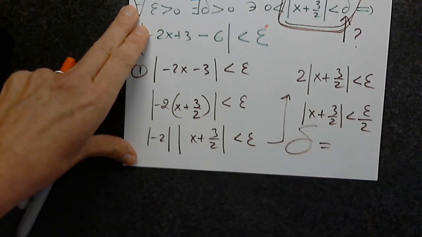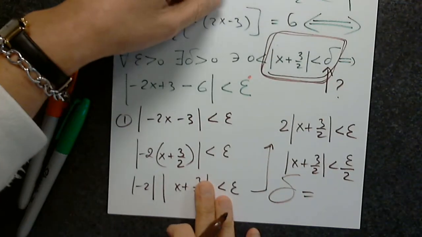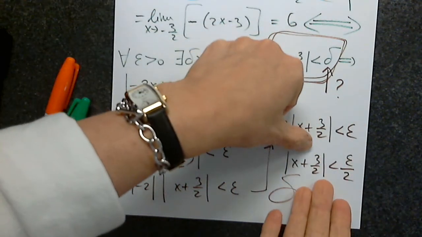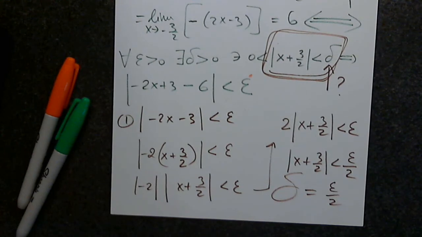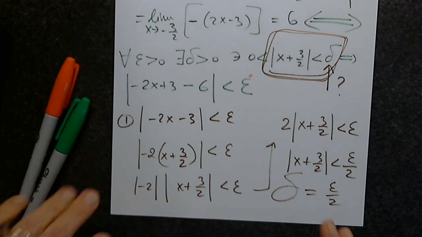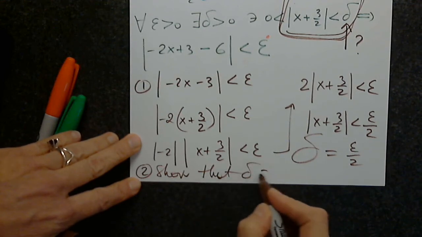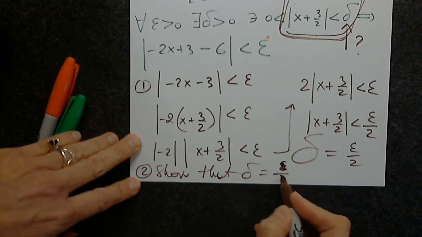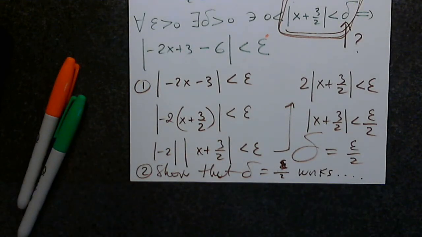So can anyone give us delta? All you have to do is compare this to this, and you have delta. Delta is epsilon over 2. That's it. So if you say epsilon is 0.1, then I'll give you delta 0.1 over 2. If you say epsilon is 0.001, then I'll say it's 0.001 over 2. And I also have to show that delta equals epsilon over 2 works. And we know what we have to write, one sentence. And it's fine.